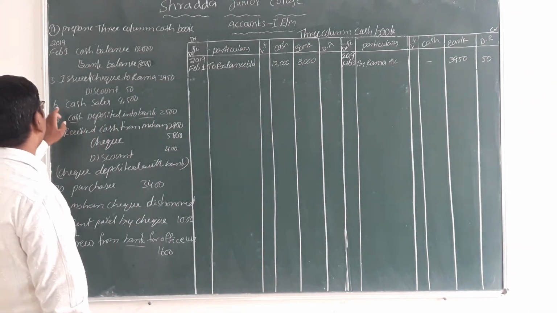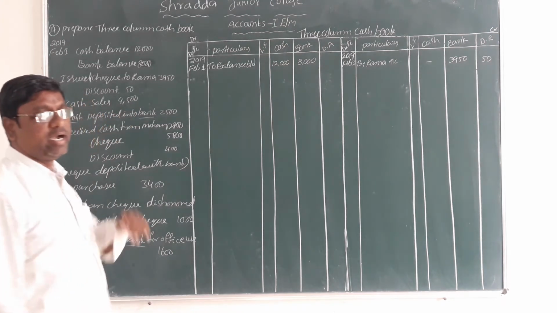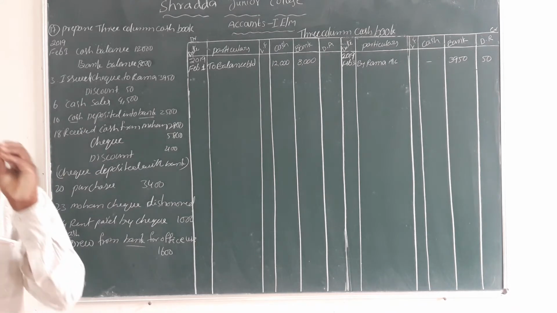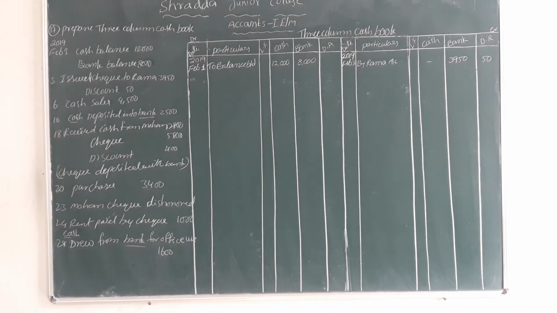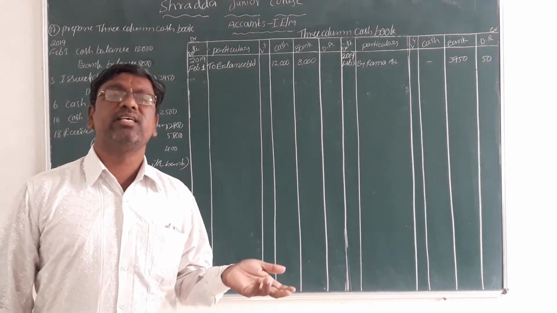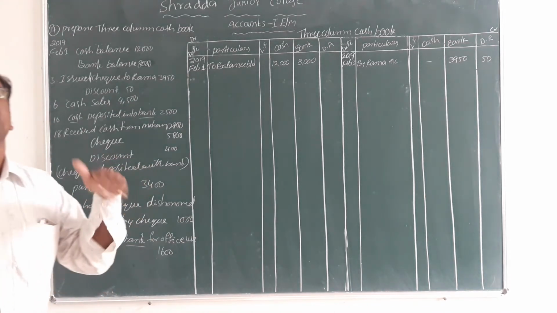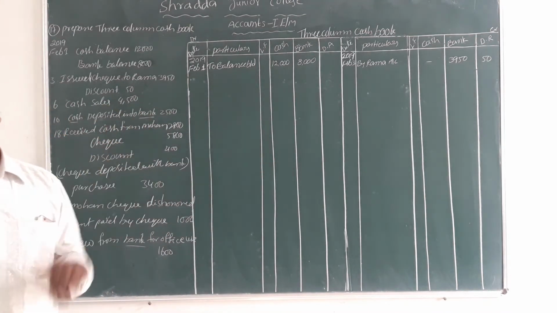Now next one is sixth date. Cash sales 4,500. It is clearly mentioned cash sales. We are receiving cash and giving the goods. Okay, friends. So at this time, what comes into the business? On the sixth date, cash comes into the business. Who is the receiver? Business is the receiver. How does it come? We sold goods, now cash comes in.